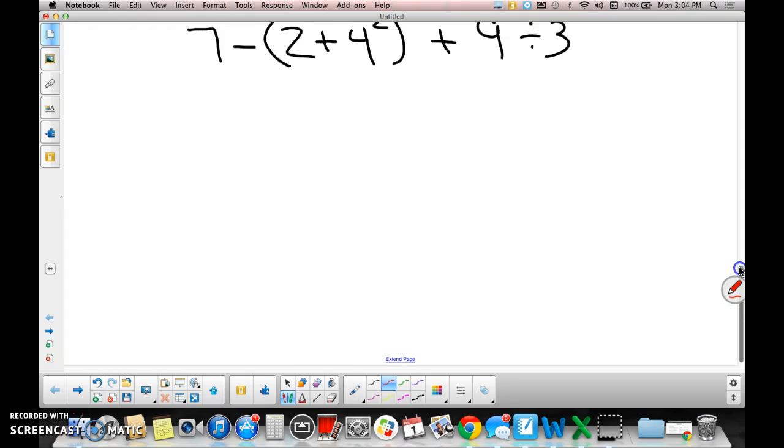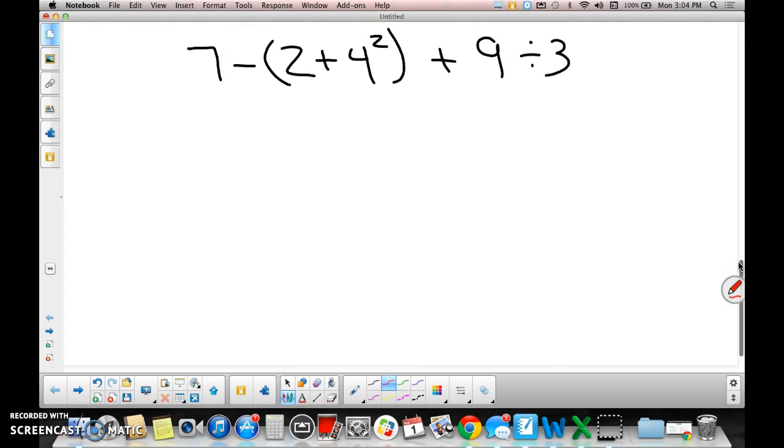We have 7 minus parentheses 2 plus 4 squared parentheses plus 9 divided by 3. First thing we're going to do is look for parentheses, and in the parentheses we have an exponent. So we can't even do the parentheses until we take care of the exponents. So we are going to solve 4 squared and get 16.